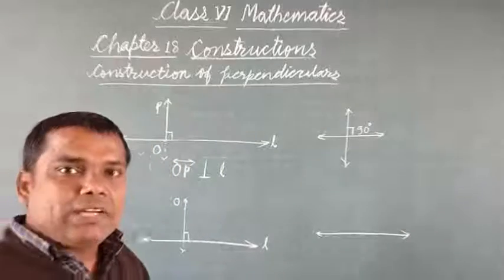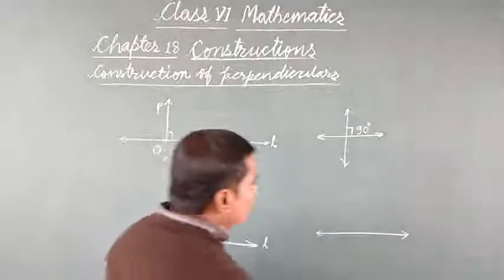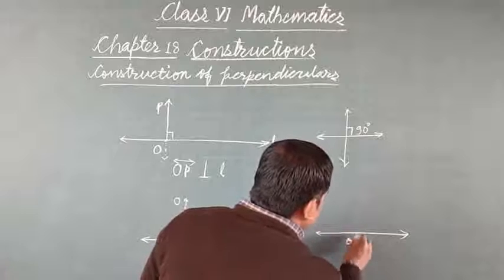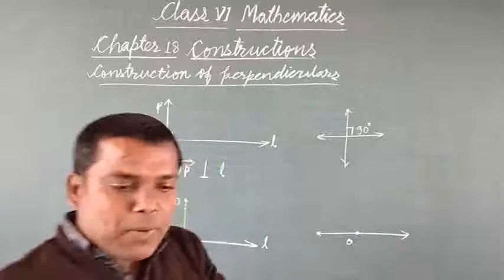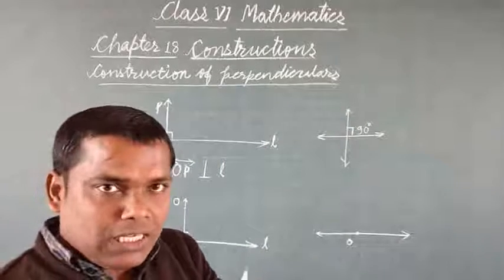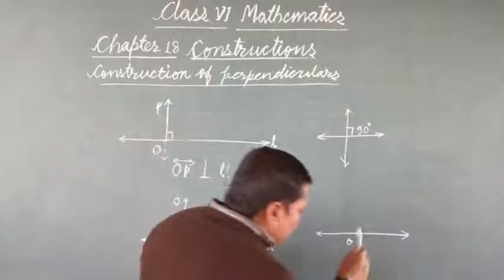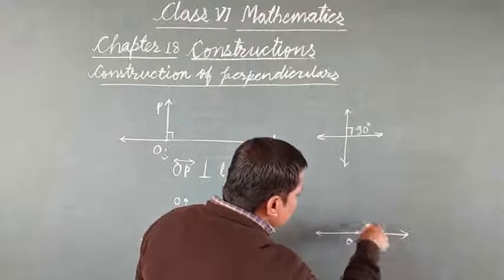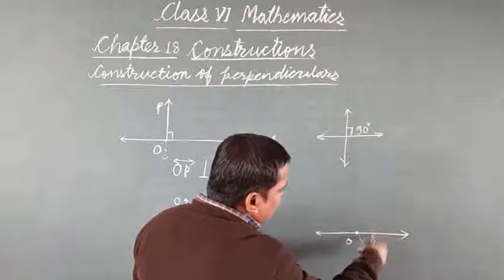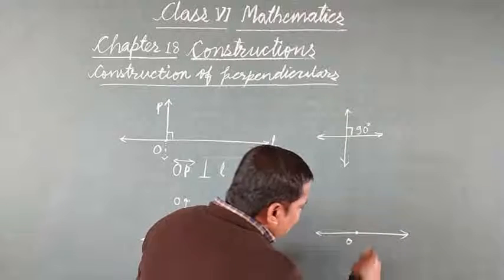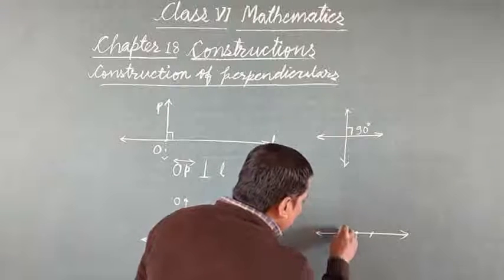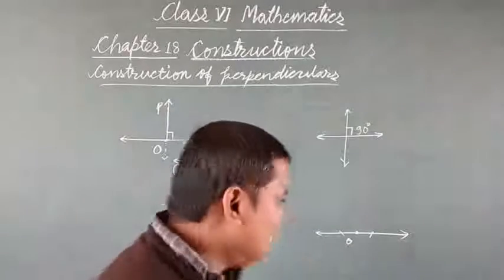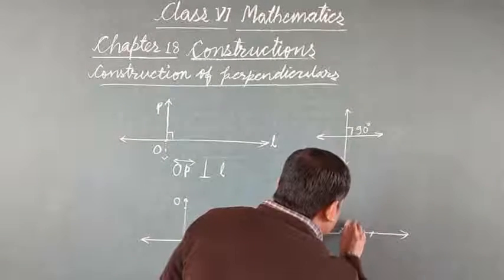Suppose point O is given on the line, and on that point you have to draw a perpendicular. With the help of a compass, from point O we can draw a semicircle here. Once we draw the semicircle, we will see there are two places where this semicircle intersects the line, and it will be formed like this.